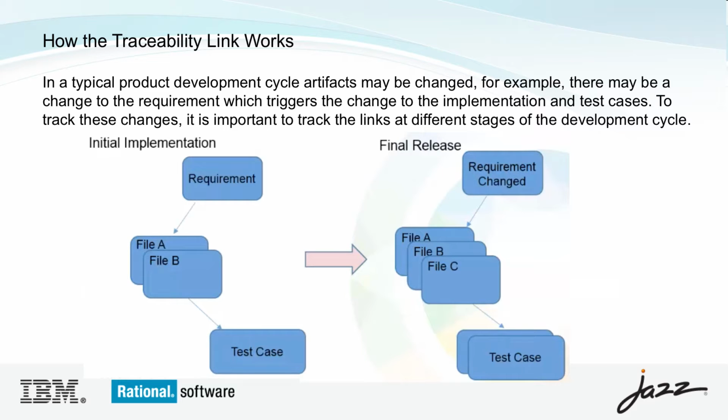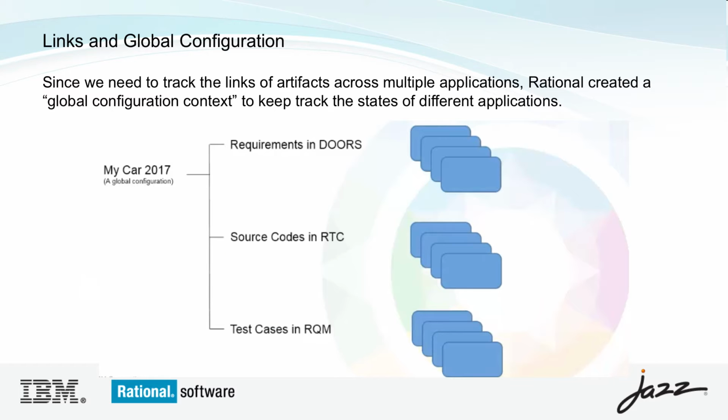Therefore, the link we create is a relationship between artifacts within a given environment or context. Because we need to track their links for artifacts across multiple applications, a global configuration context is created to keep track of the states of different applications.